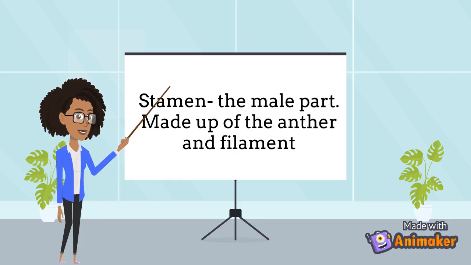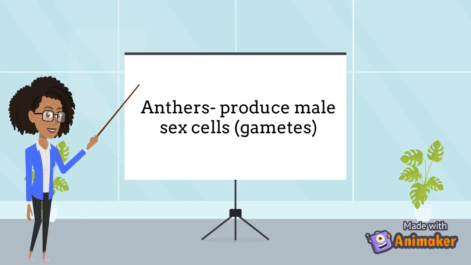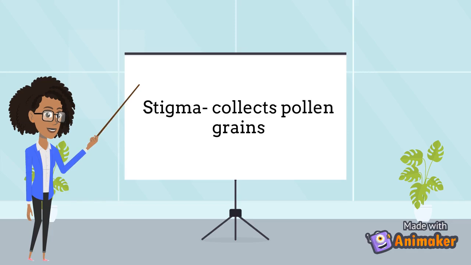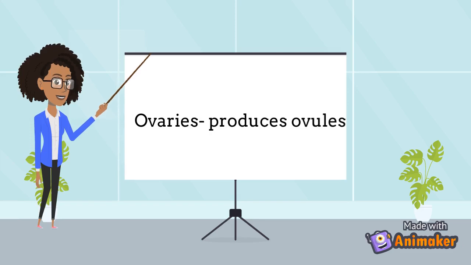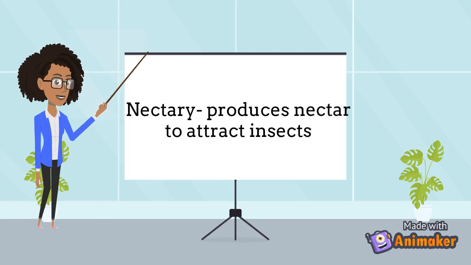The stamen is the male part of the flower. It's made up of the anther and the filament. Anthers are the parts that produce the male sex cells of plants, which are called pollen. The stigma is the part of the plant that collects the pollen grains. The ovaries, which are the female parts of the plant, produce ovules, which are the female sex cells. Nectar might also be present to attract insects as well.